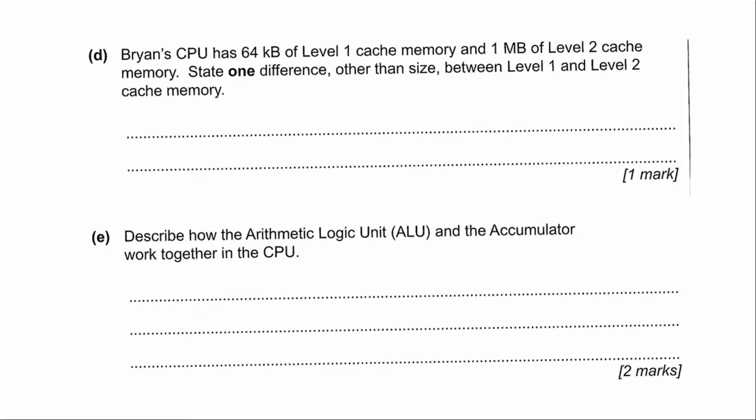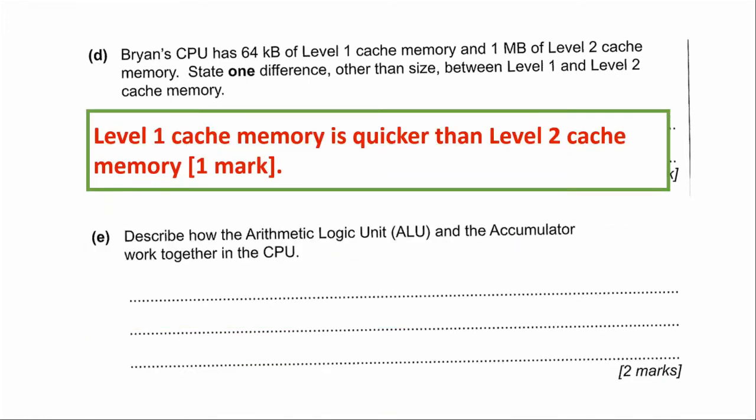So here we just need to remember that if you imagine cache is like a pyramid, at the top you have your smallest capacity but your fastest capacity. Then you go down to level 2, which gets a little bit slower, but the capacity increases, and then level 3 is where the size is much larger but the speed is very slow. So we can just really say that level 1 cache is faster than level 2 cache, and that will easily get us the mark. So level 1 cache memory is quicker than level 2 cache memory.